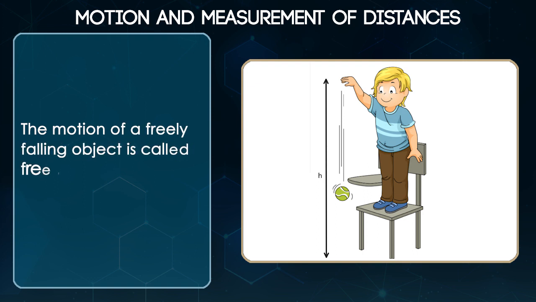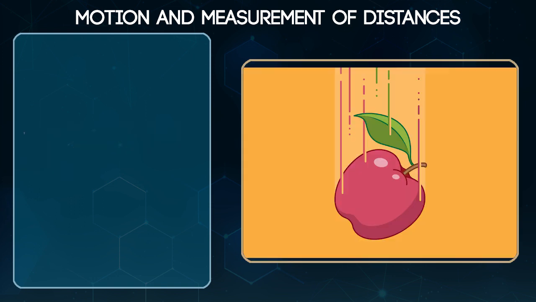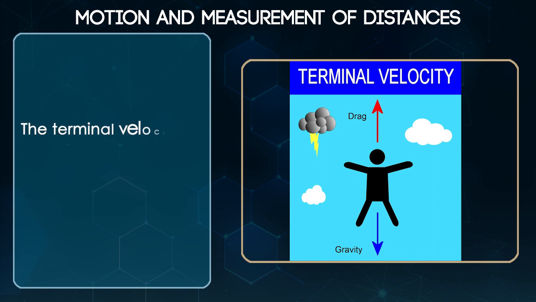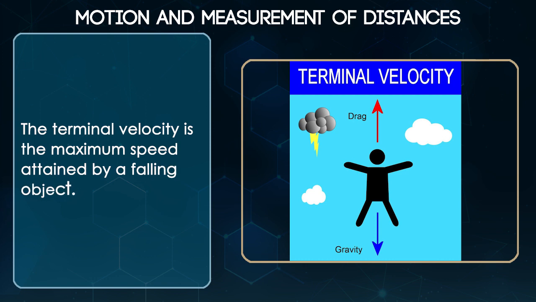The motion of a freely falling object is called free fall. The acceleration due to gravity is 9.8 meters per second squared. The terminal velocity is the maximum speed attained by a falling object.